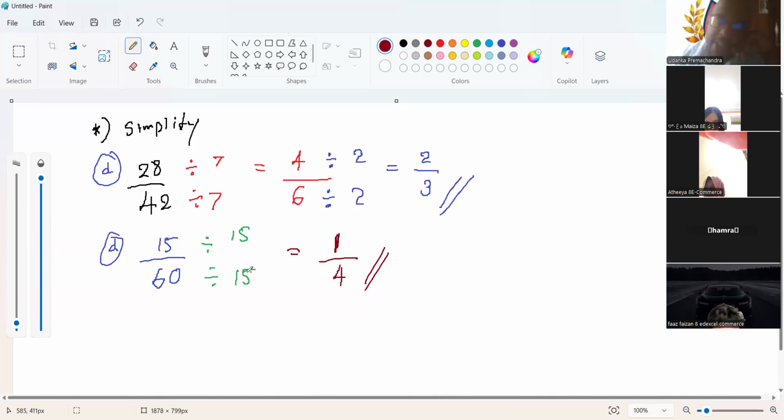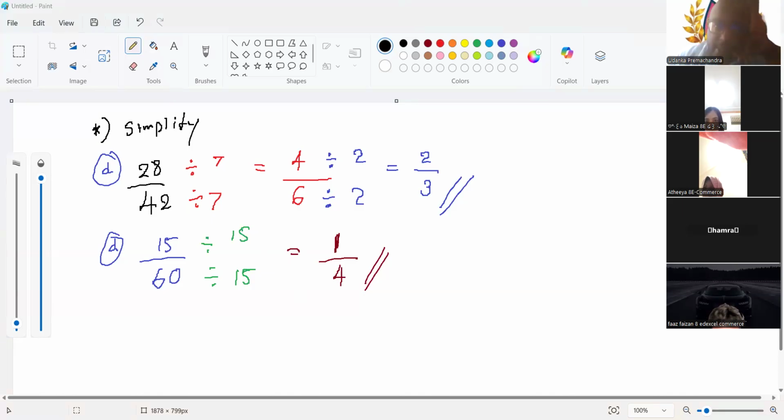Is that clear? If you divide by 5, what happens? 3 over 12. Again, you have to divide, by 3. Yes. No worries. You can divide again and again like here. So simplifying should give the smallest answer, after dividing by the biggest value you can see. Clear?